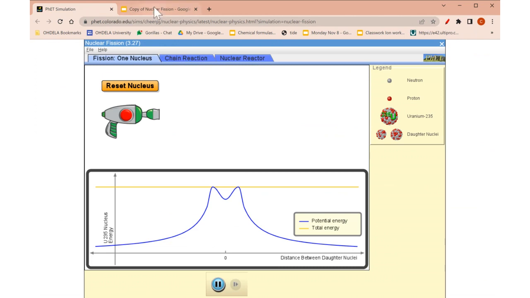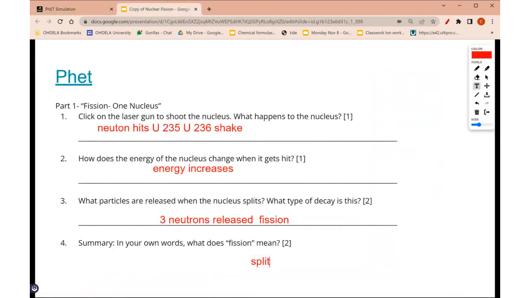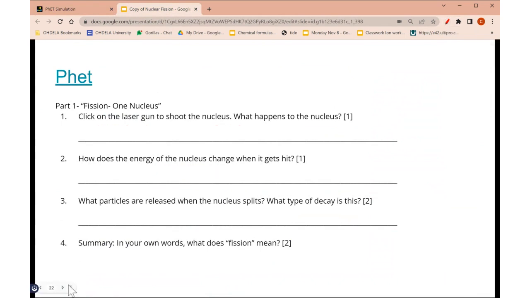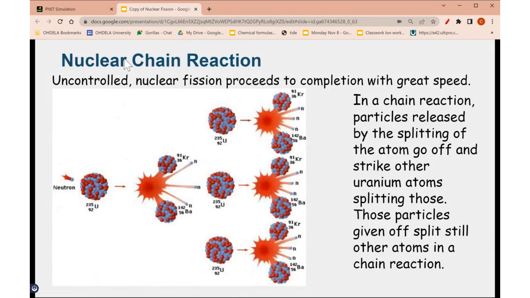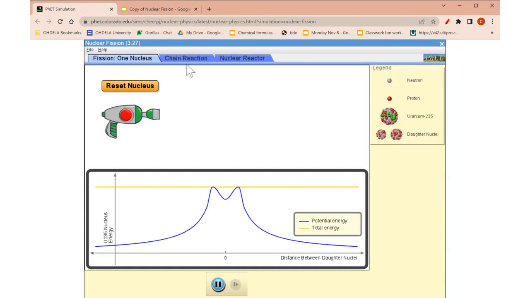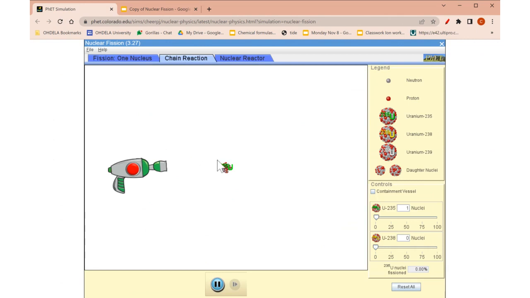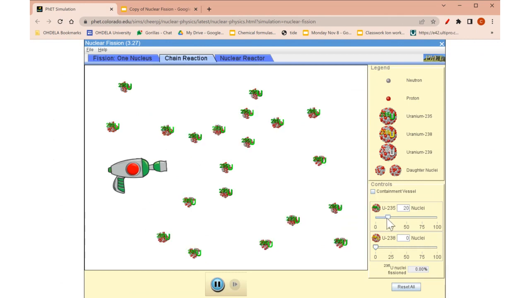Okay, so let's take a look at this next piece here. All right, so a nuclear chain reaction is uncontrolled nuclear fission proceeding to completion at great speed. The chain reaction is released by the splitting of an atom, striking other uranium atoms. Those particles begin to split off until the reaction completes. So we do get that in the simulator. Here's a chain reaction.